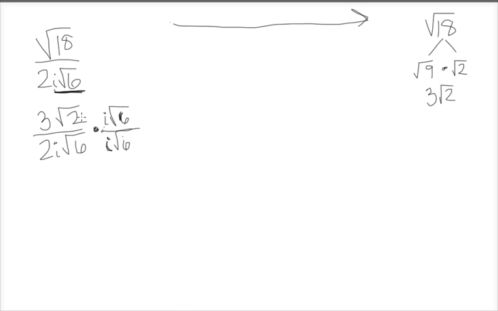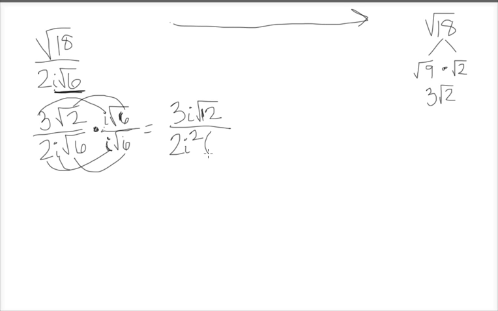So what happens on top? We want to multiply the things that are outside of the radical, so the 3 times the i, which gives us 3i. And then square root 2 times square root 6 is square root 12. And on bottom, same thing, 2i times i is going to be 2i squared. And then root 6 times root 6 is going to be 6. It's actually the square root of 36, but then square root of 36 is a perfect square that ends up equaling 6. I'll just skip that step and write that in.